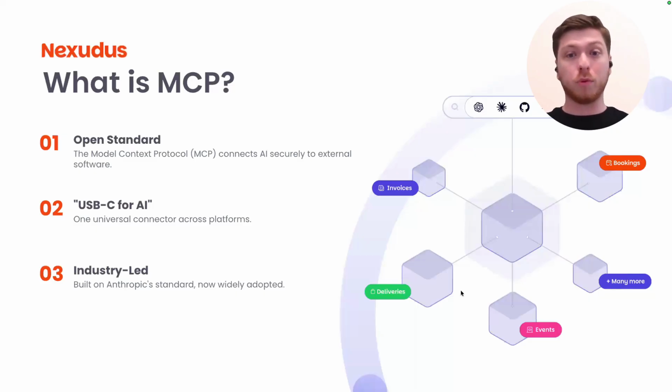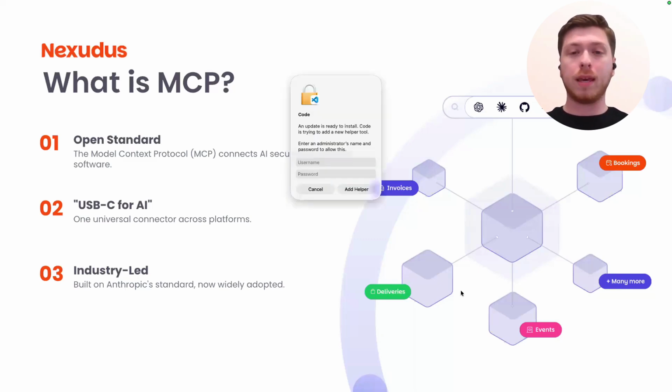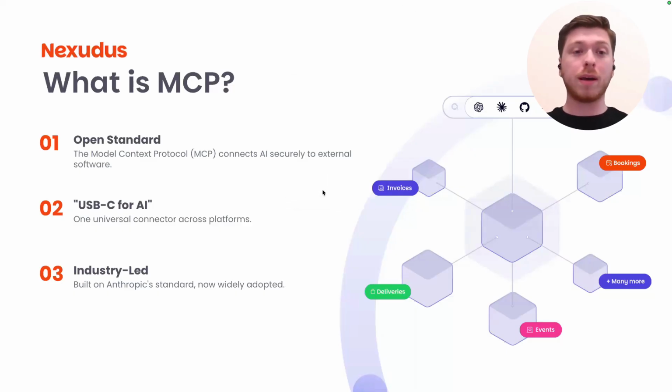I think it's important that we actually talk about what exactly is an MCP. So an MCP stands for Model Context Protocol, and this is sort of an open standard. This was created by Anthropic, and is now widely adopted across the AI industry. And what this means is that this lets AI assistants connect to external software, such as Nexudus, and take actions on behalf of the user. You can think of this as a sort of USB-C for AI, where you have one universal adapter that kind of works across different tools and platforms.